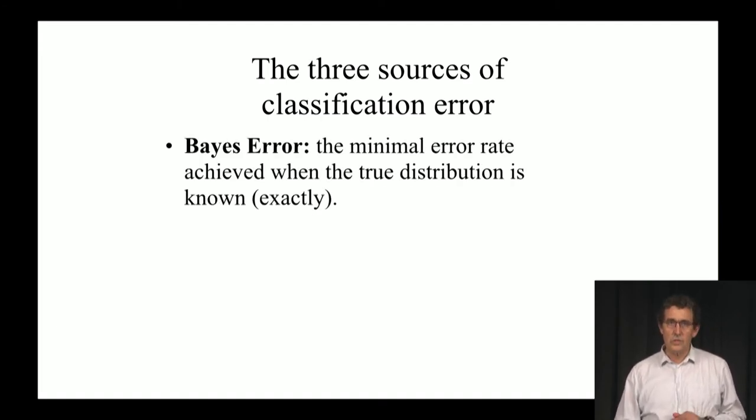So the first source is the Bayes error. That's basically the best error, the error that even if you knew everything about the problem, you would suffer. If you remember, in the generative setup we are trying to learn the distributions. Suppose that you knew the distributions, you still would have to suffer some error because the distributions of the different classes have an overlap, and you basically have to suffer some error when you're in the overlap region. So that's the Bayes error.